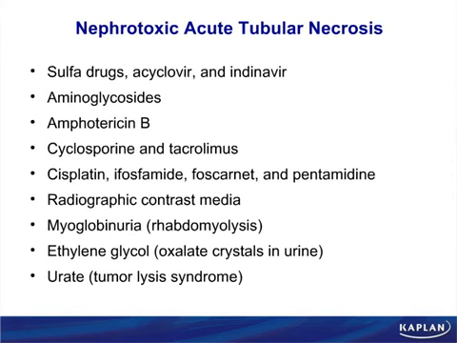Nephrotoxic ATN: there are many drugs that can cause nephrotoxic ATN, such as sulfa drugs, acyclovir, and indinavir. The examiners love to go after aminoglycosides, very commonly tested, amphotericin B, cyclosporine, tacrolimus, cisplatin, that's a big one, radiographic contrast dye, myoglobin in patients that have rhabdomyolysis, ethylene glycol, the oxalate crystals, and then uric acid in patients with tumor lysis. So these are all causes of acute tubular necrosis that can be directly toxic to the tubules. So you should avoid these in patients that have acute tubular necrosis.